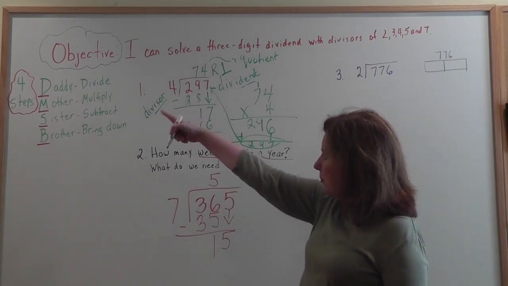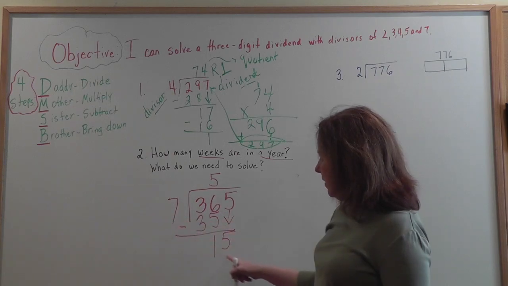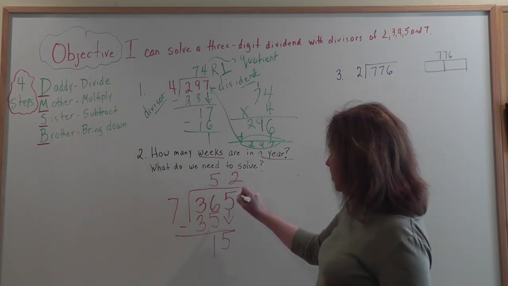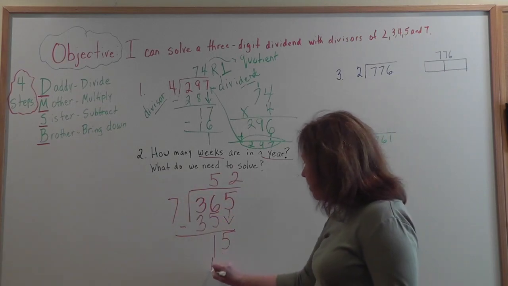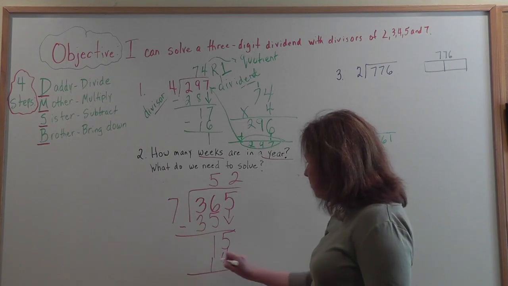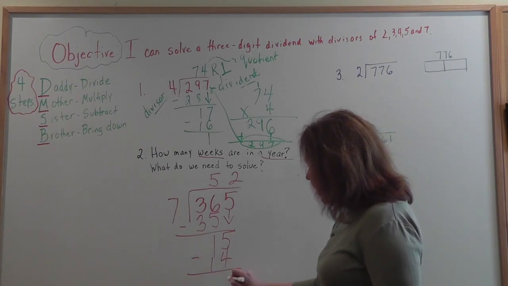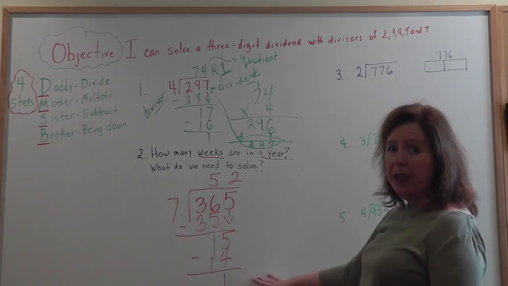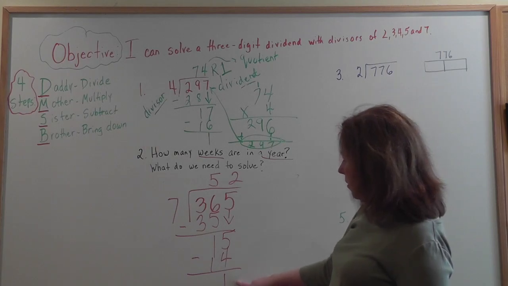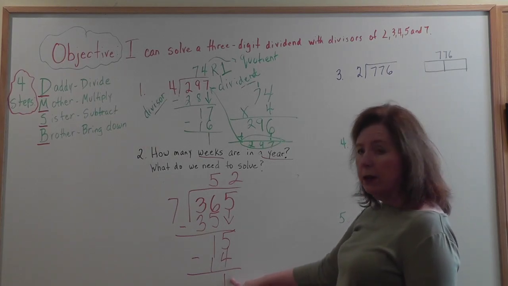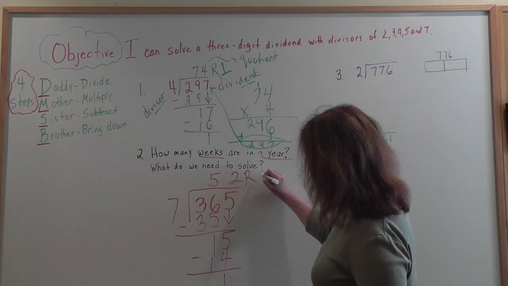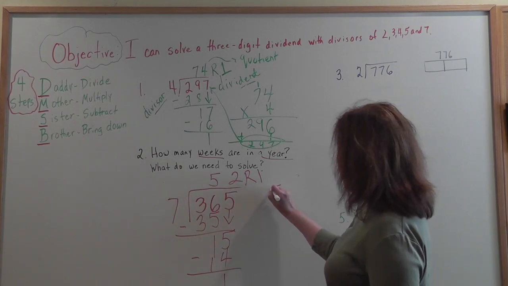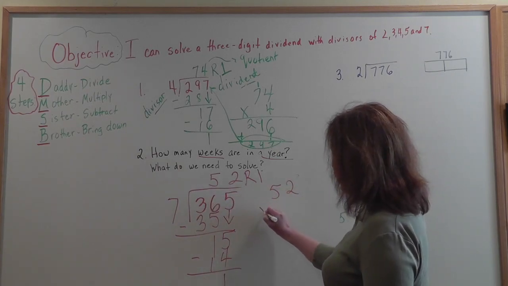Okay. Now I start the process over again. I divide 7 into 15. And I know 2 times 7 is 14. So I go 2 times 7 is 14. I subtract, and I get 1. I have no other numbers to bring down, so I'm finished. Okay, so 1 is going to be my remainder. So I put capital R, 1. And to check my work, I can multiply 52 times 7.